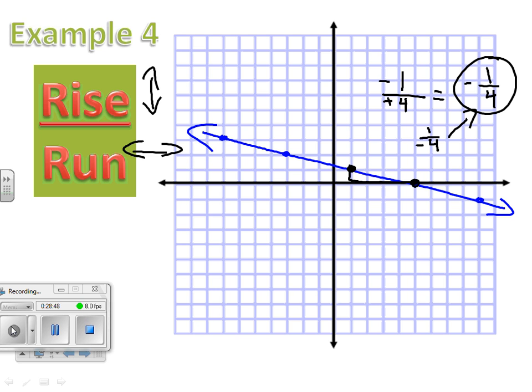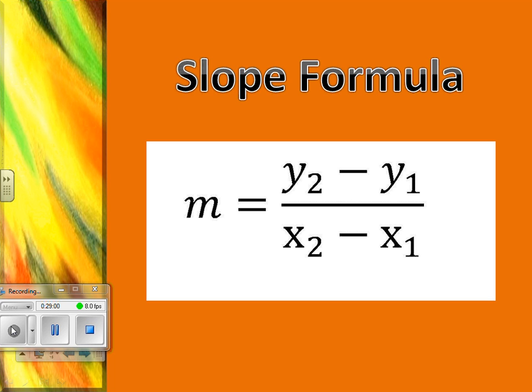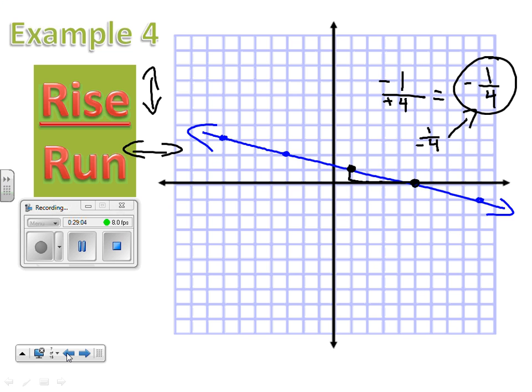And again, it doesn't matter where you start. Pick 2 clear points, pick one of them, and then decide how many you move up or down for how many move right or left. Okay? Now, let me go back for just a second. Okay? How many of you do not want to graph these by hand every single time? Okay. There is an algebraic way to do it without having to graph.